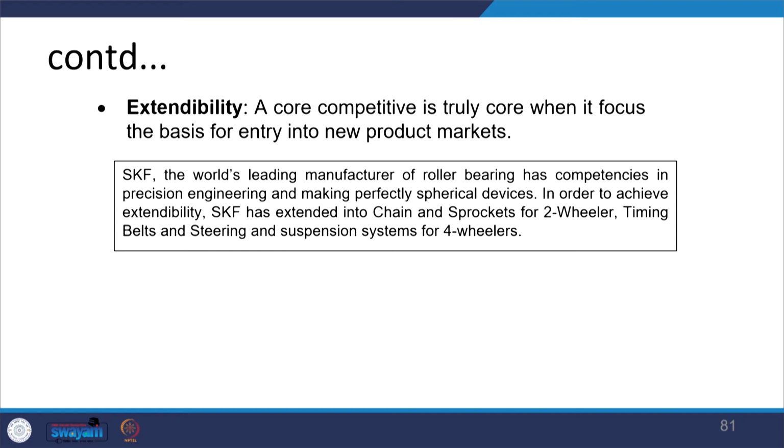In order to achieve extendability, SKF has extended into chain and sprockets for two-wheelers, and timing belts and steering and suspension systems for four-wheelers. So, these tests help you understand whether one of the key drivers of your company can be considered a core competency: whether it is giving me value, whether it is a differentiator, whether I can extend it in the future. If any of these is a no, then you cannot consider it to be your core competency.